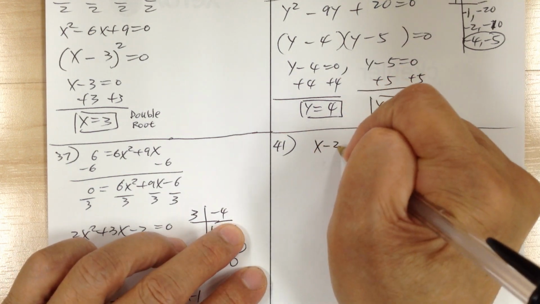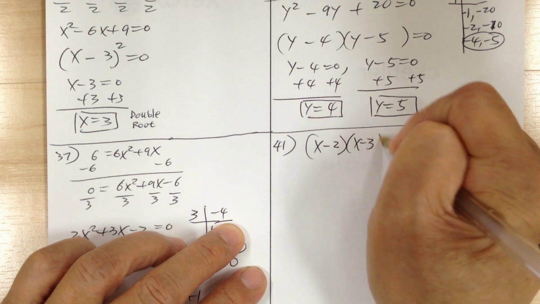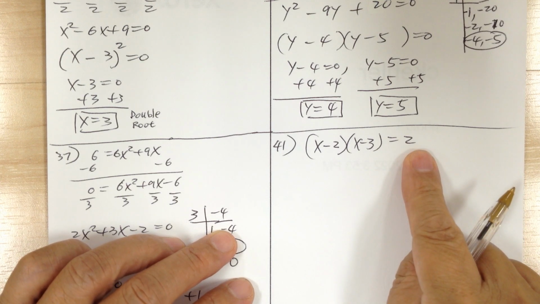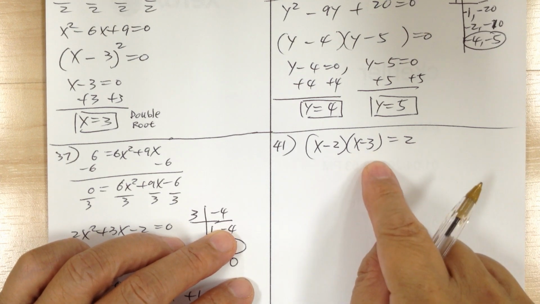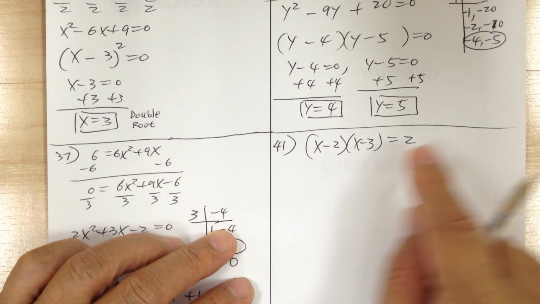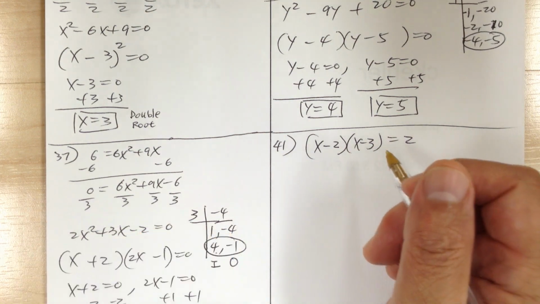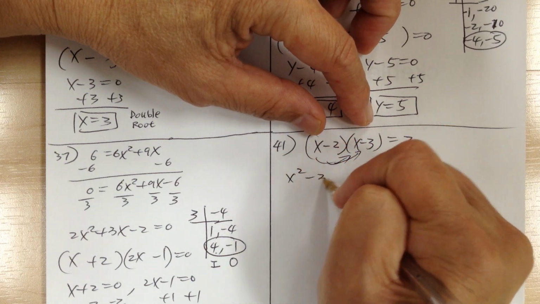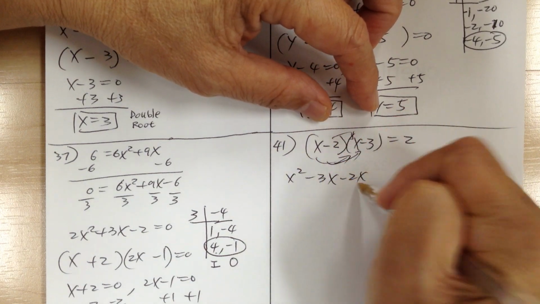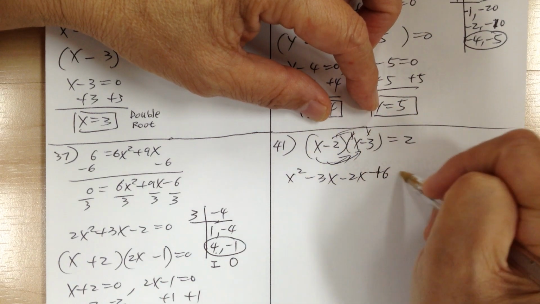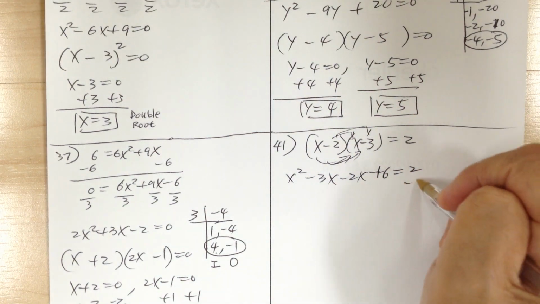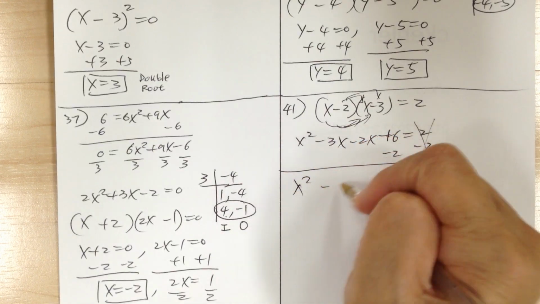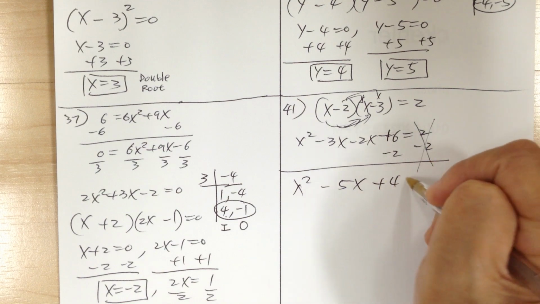You have x minus 2, x minus 3 equal to 2. Again, you have to have equal to 0. Okay, this is not equal to 0, so the factoring is no good. So you have to undo the factoring, make it equal to 0. You have to redo the factoring. Okay, so that's going to distribute. Okay, so it'd be x squared minus 3x minus 2x plus 6 equal to 2. Okay, then minus 2 on each side. Okay, so this will cancel out. So you get x squared minus 5x plus 4 equal to 0.